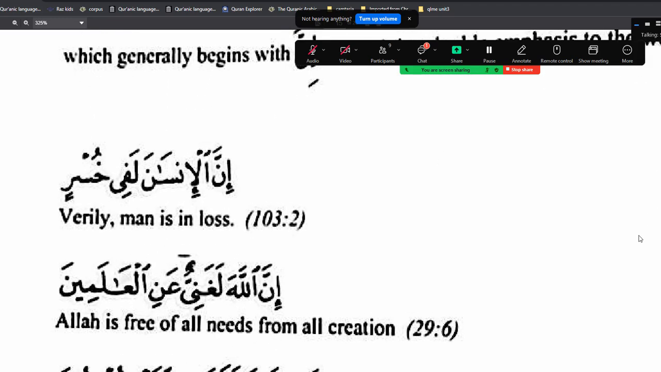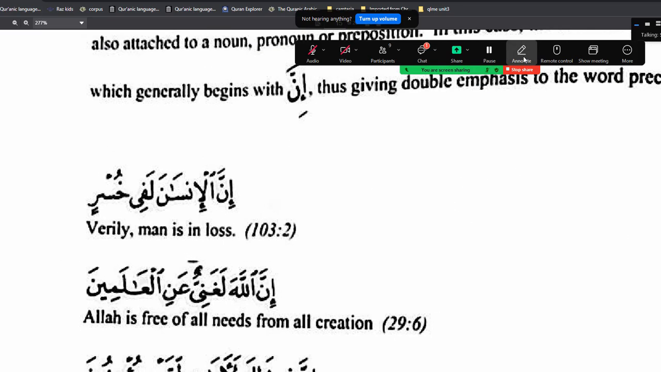Like we have innal insana lafi khusr, right? We have inna, this is a nominal sentence, and then we have lafi khusr. So we have the lam of emphasis with the harf jar. It begins with inna, and it is a nominal sentence, jumla ismiya. So this is a marifa noun. Remember, the marifa noun also starts with inna, right? So verily man is surely in loss.